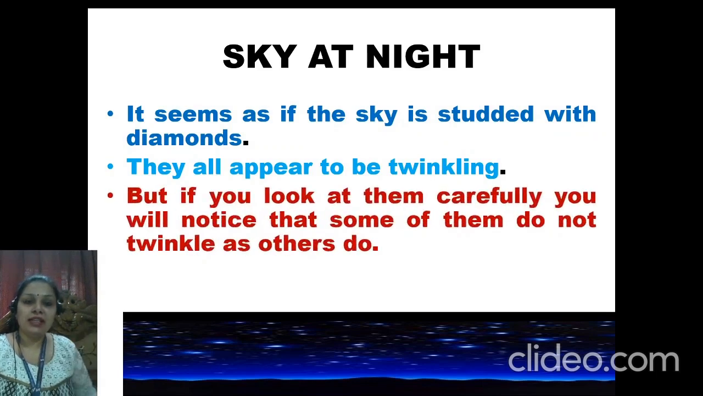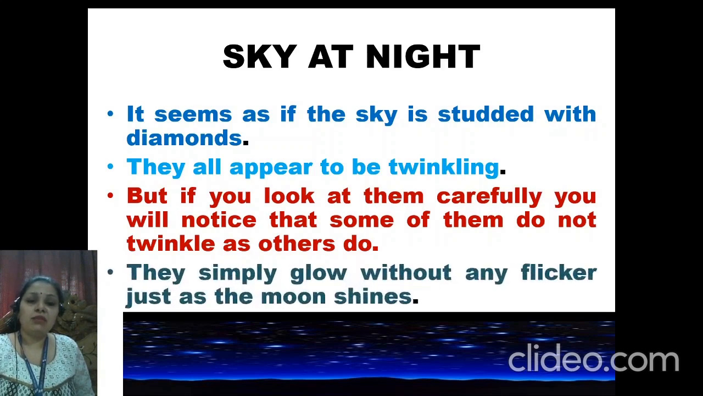They twinkle like this. But if you look at them carefully, you will notice that some of them twinkle and some of them do not. Some of them stay like that only. They simply glow without any flicker, just as the moon shines. So some of the objects are twinkling, and some will not blink, and they will just look like the moon shining in the sky.